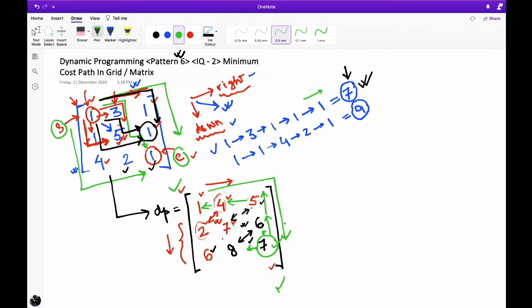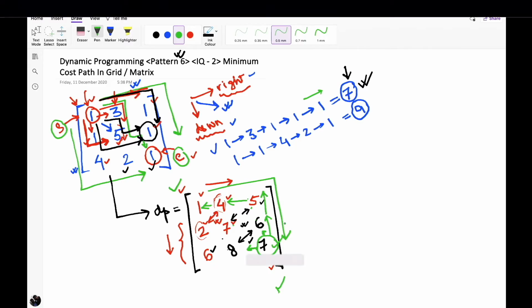So I hope the solution is quite simple and easy to understand. And believe me, since this is a simple logic, the coding of this problem is also quite simple. So let's implement the solution using our Java code so that it will be easy for you to understand the solution.